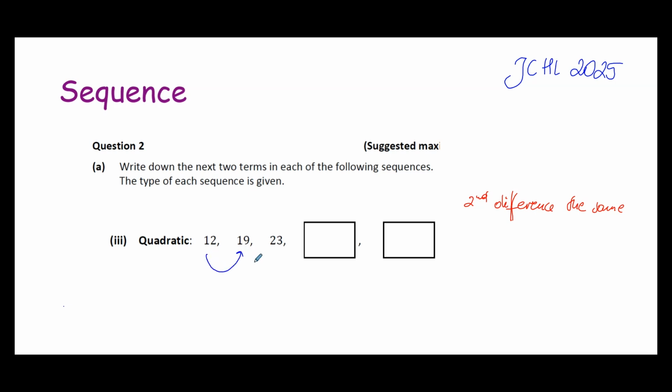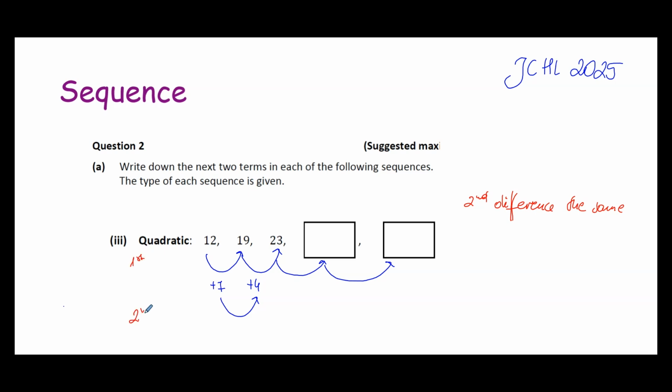So we first consider the first difference between the numbers. And let's look at that. So 12 plus what to equal 19? We understand plus 7. But then 19 plus what in order to get 23? Or in other words, 23 minus 19, what do we get? Plus 4. Okay, so you can see that those values are different. So I have to go again. That is my first difference.